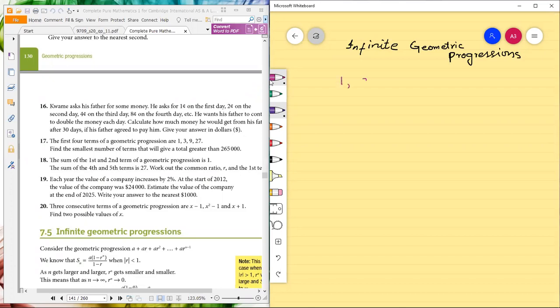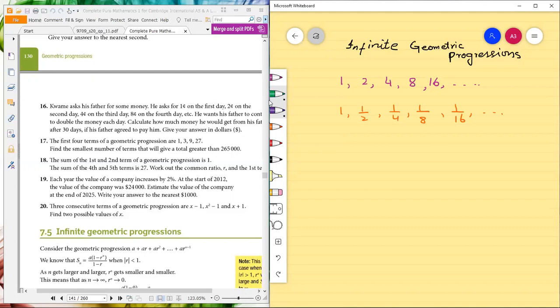For example, 1, 2, 4, 8, 16, and so on. And the other one, 1 by 2, 1 by 4, 1 by 8, 1 by 16, and so on. Actually, both sequences are geometric. There is just one difference.